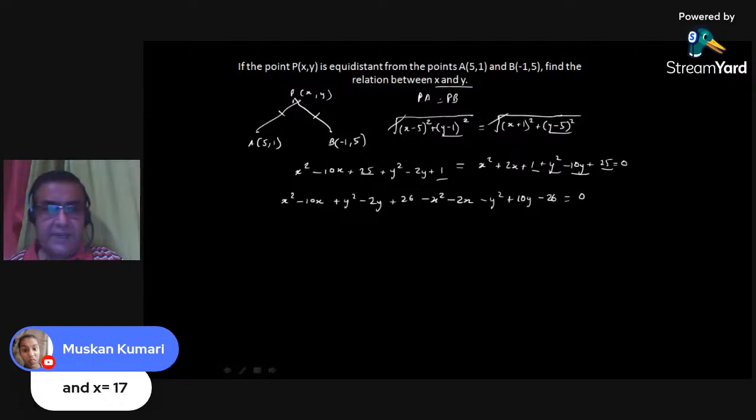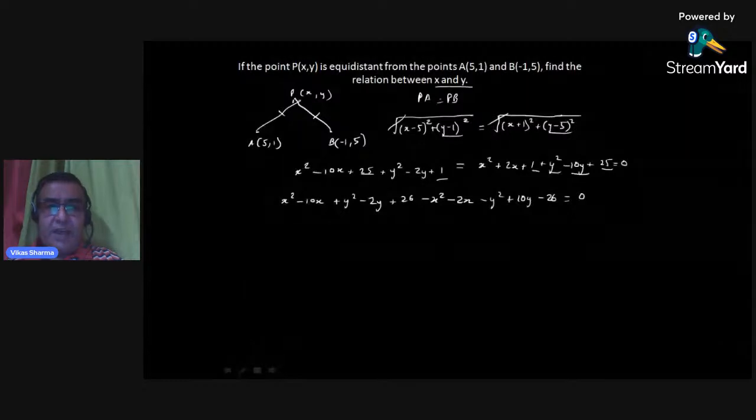Have we got any correct answers yet? We don't have to find the value of x and y. We just have to find the relation between x and y. So do not get confused with the question. We do not have to find the value of x and y. We just have to find the relation between x and y. How are they related?